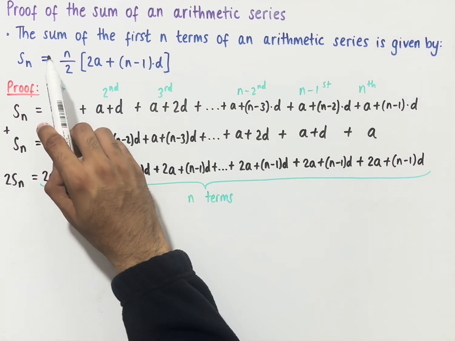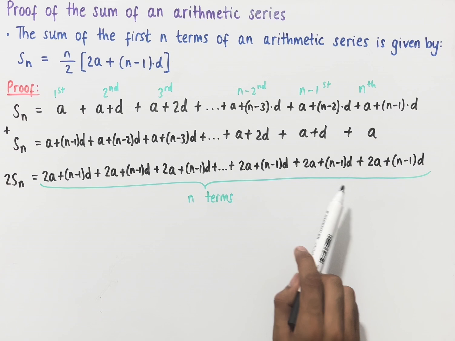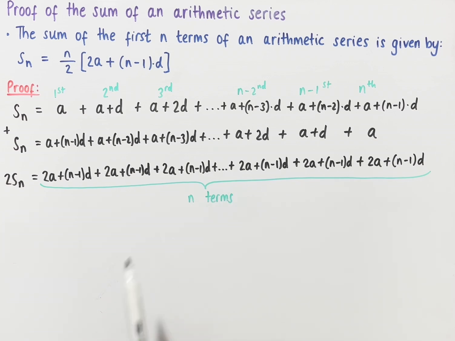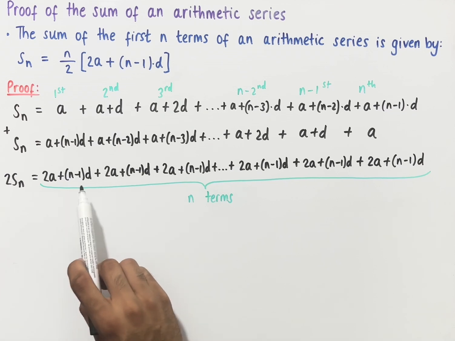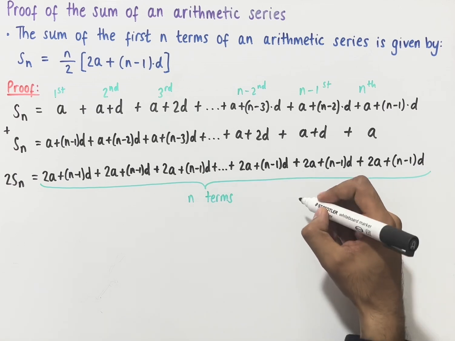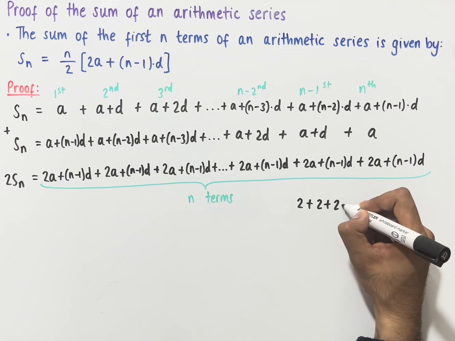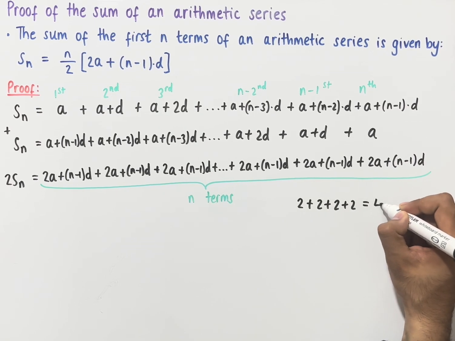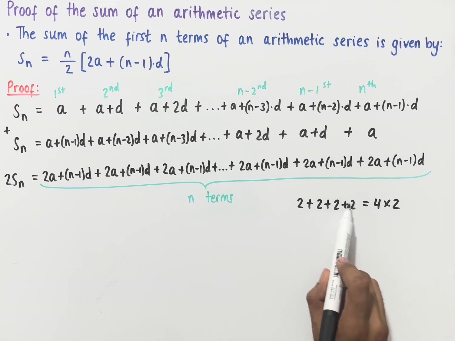Now, since we're looking at the sum of the first n terms, we know that on the right hand side here, there are n terms in total. And so we can now think about this as the same term being added to itself n times. One way to help us understand this is if we had the number 2 and we add it to itself 4 times, this is the same as 4 times 2, where 4 is the number of 2's that we have here.